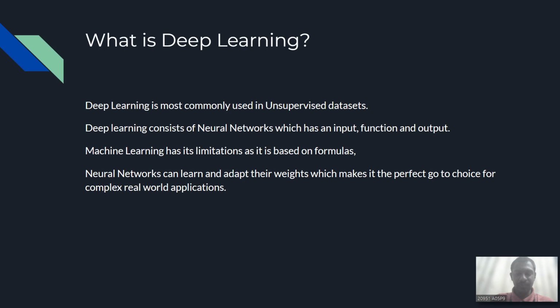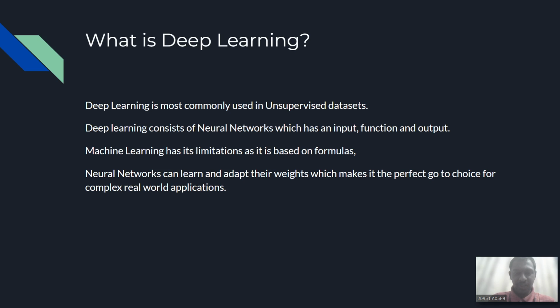So deep learning is very good at it, and deep learning consists of neural networks which have an input, a function and an output. Inputs can be a normal input, or they can also be a weight. A function is nothing but something that decides, based on the weight, whether to fire the neuron or not, and the output is nothing but the product of the function.